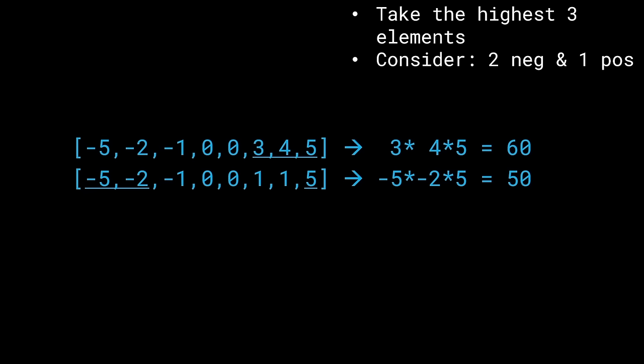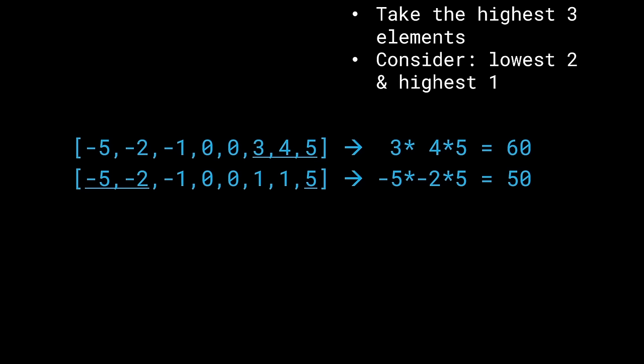All right. Instead of saying two negative and one positive, since we are already sorting the array, we can say: consider the lowest two and the highest one. So either we take the highest three elements on the right-hand side, or we take the lowest two on the left and the highest one on the right.